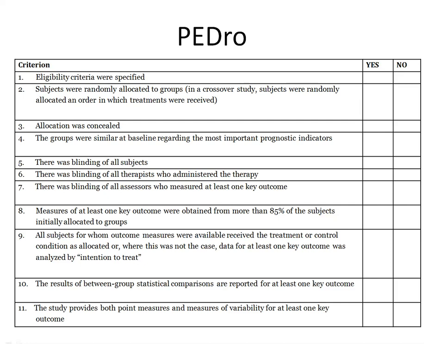And the PEDro scale doesn't tell you specifically what level of evidence it is. Okay, it just discusses different criteria to help you rate the quality of the article. So is there specific eligibility criteria in the paper? Yes or no? Were the subjects randomly allocated to their groups? Yes or no? Was the allocation concealed? Yes or no? Were the groups similar at baseline or were they different?